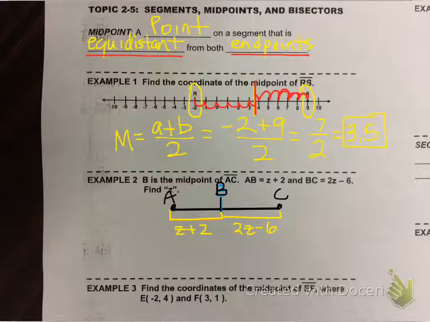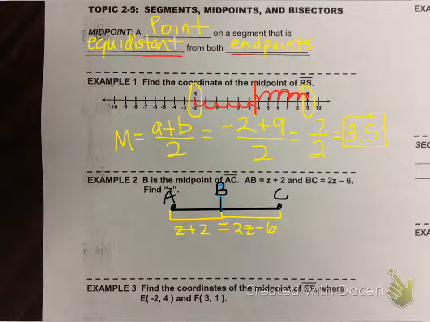And what has to be true about these two line segments? What's true about z plus 2 and 2z minus 6? They're equal to each other. Right? Because B is the midpoint, meaning it's in the middle. If it's in the middle, then they're both equal. I mean, they're equal, sorry. Set them equal to each other.